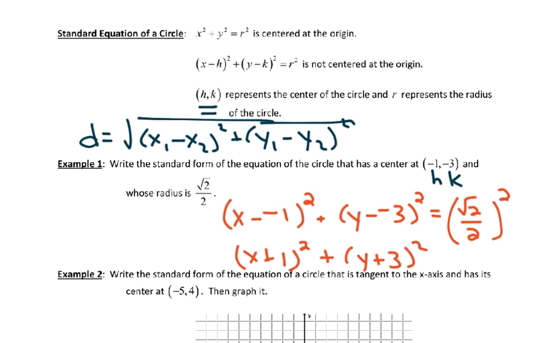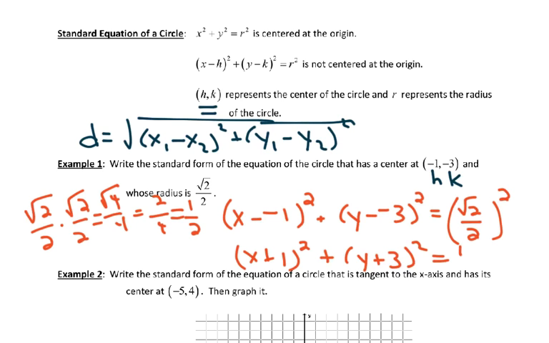And the square root of 2 over 2 squared, if you multiply it by itself, you get the square root of 4 over 4. And the square root of 4 is 2, and 2 over 4 is 1/2. So the equation x plus 1 squared plus y plus 3 squared is equal to 1/2 is the equation of the circle whose center is at -1, -3, and whose radius is the square root of 2 over 2.